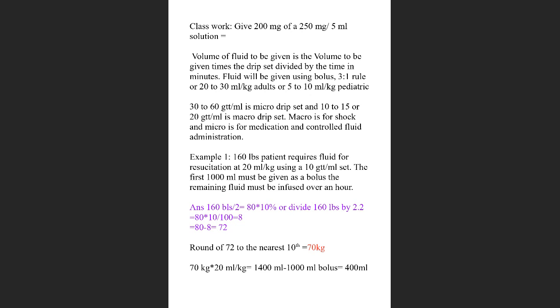All right, now let's look at example 1. Example 1 states you have a 160-pound patient. So a 160-pound patient requires fluid for resuscitation at 20 mils per kilogram using a 10 drop per mil set. You are required to give the first 1,000 mil as a bolus. So you're going to give the first 1,000 mil one time, and the remaining fluid must be infused over an hour.